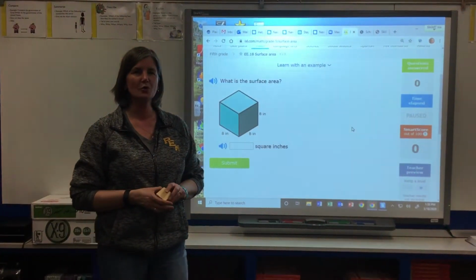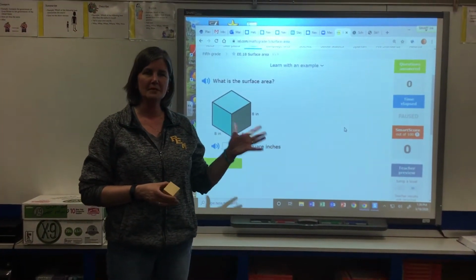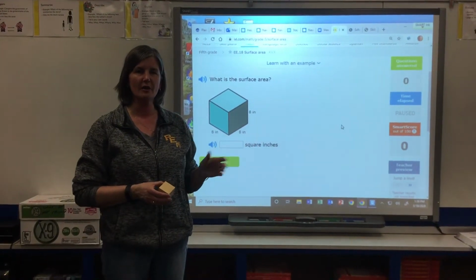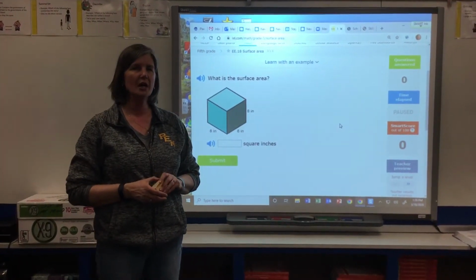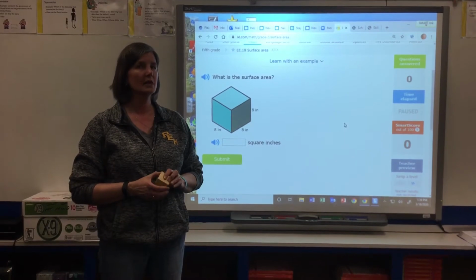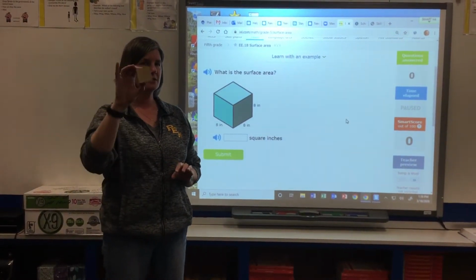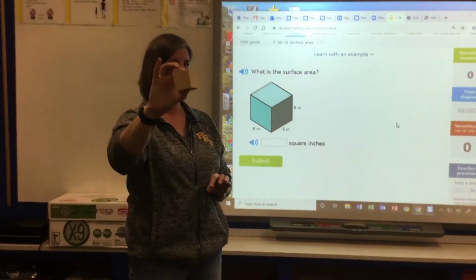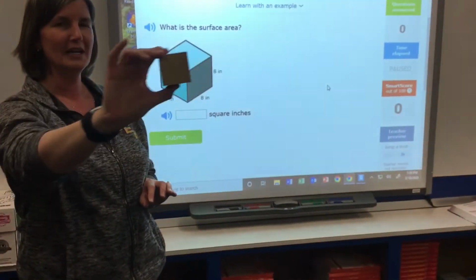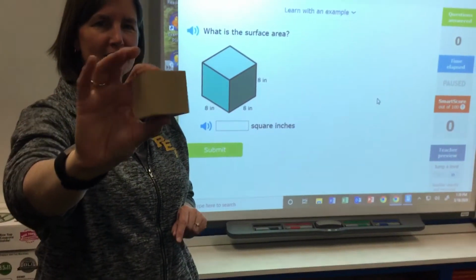Today's lesson is going to extend a little bit what Mr. Bessie did with surface area of rectangular prisms. We're going to talk about a very specific rectangular prism today. Here is the shape of it. What is the shape of this? Cube. This is a cube, that is correct.